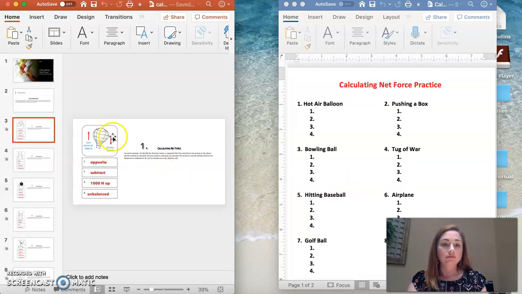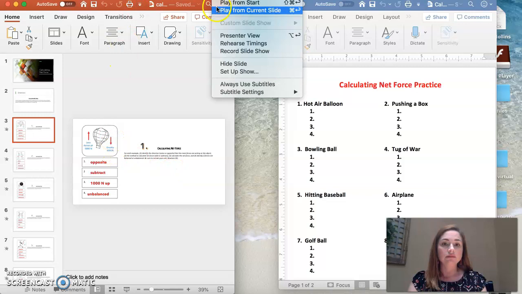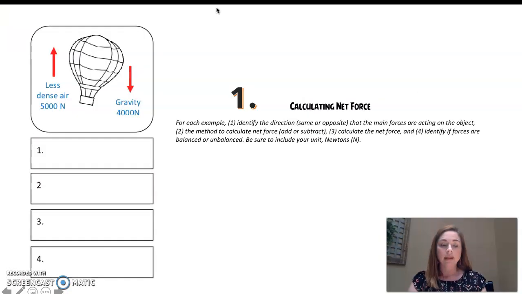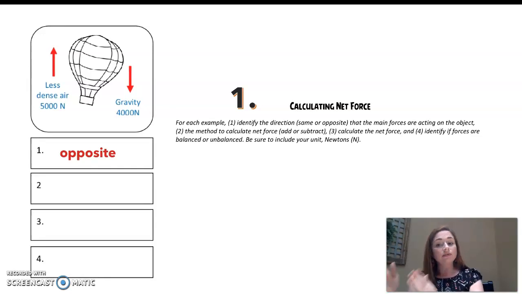So let's go ahead and do the slideshow. Okay, with the hot air balloon, we have 5,000 newtons going up inside of the balloon, and gravity is pulling down with 4,000 newtons. We need to go through and do each of these. The first one, we need to decide, are the directions the same or are they opposite? I can see that the arrows are going in two different directions, so they are opposite of each other. In your worksheet, you want to fill out opposite. You're going to type that in.